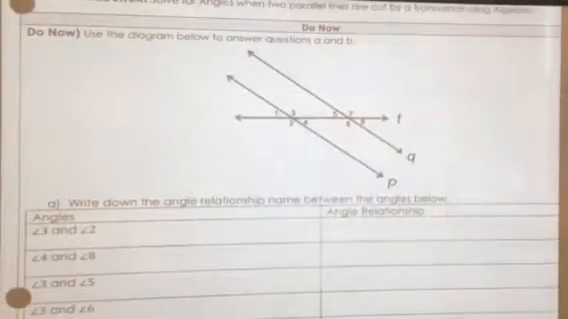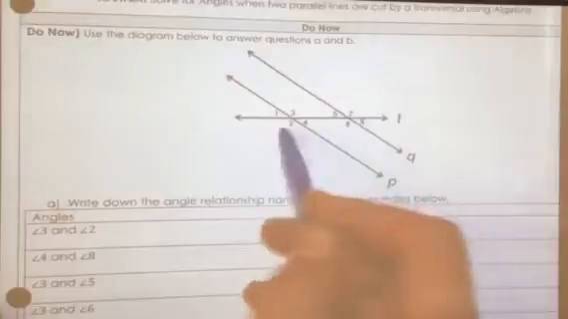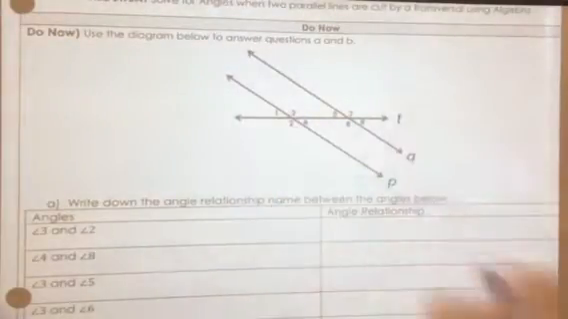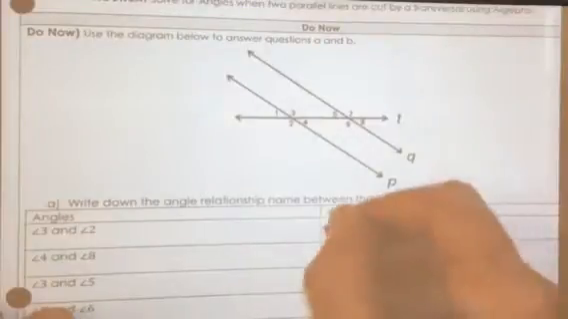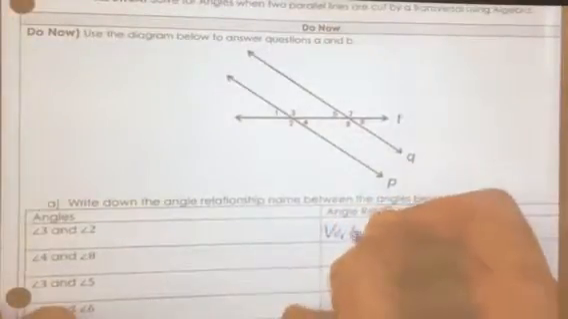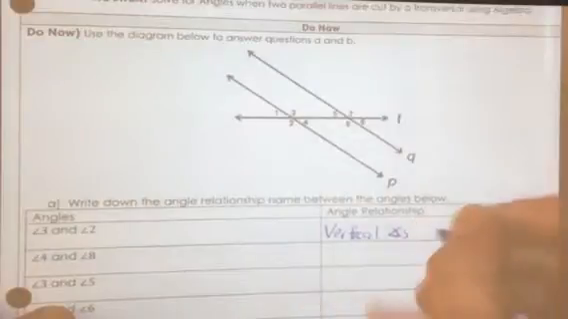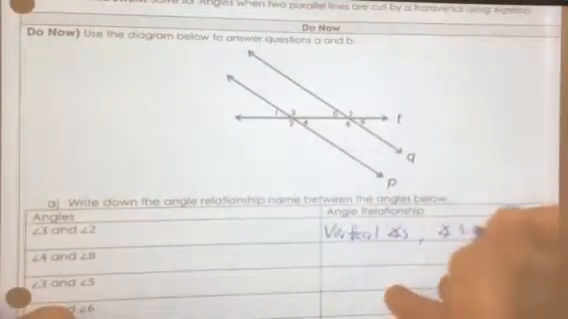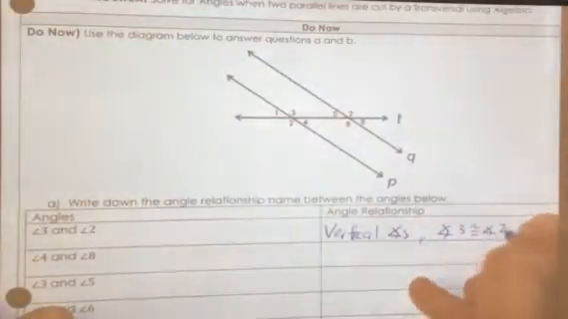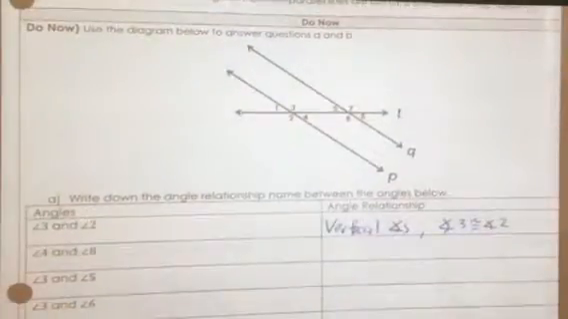Objective 3.02: students will be able to solve for angles when two parallel lines are cut by a transversal using algebra. Do now: what is the relationship between angle 2 and angle 3? Angle 2 and angle 3 are vertical angles, and angle 3 is congruent to angle 2 because vertical angles are congruent.